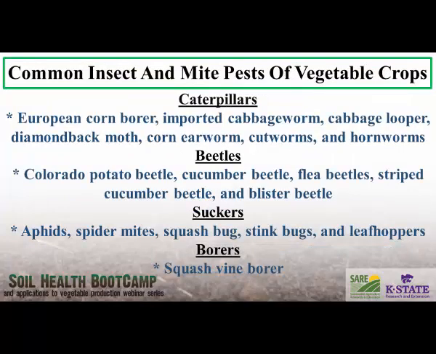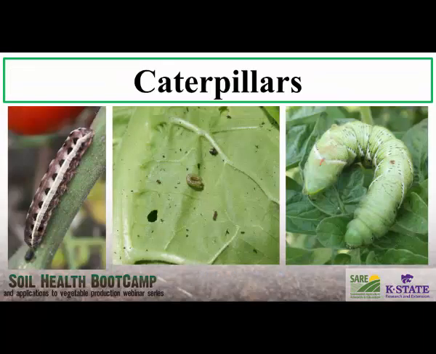There are a number of common insect and mite pests of vegetable crops, including caterpillars, beetles, suckers, and borers. We will cover most of these insect pests in detail. First, we will talk about caterpillar pests.